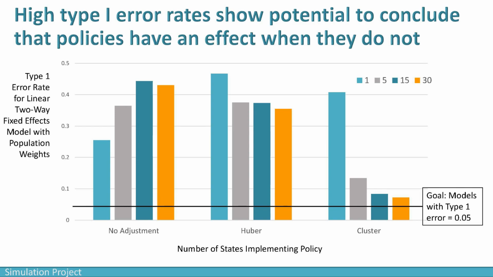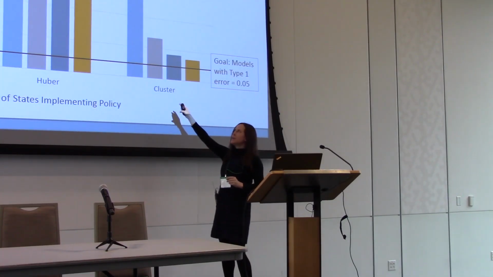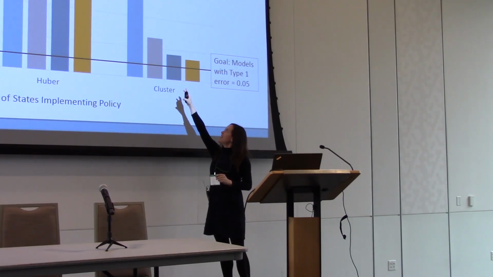What you'll see in these different clusters, first, this is what happens if you don't do any adjustment. This is just showing you results for a two-way fixed effect model. This is if you don't do any kind of standard error adjustment, so it's the worst. This is if you do the Huber, it doesn't really change anything. The most important adjustment is cluster. This is not new. Economics and statistics literature understands that cluster adjustments are extremely critical to have appropriate type 1 error rates.